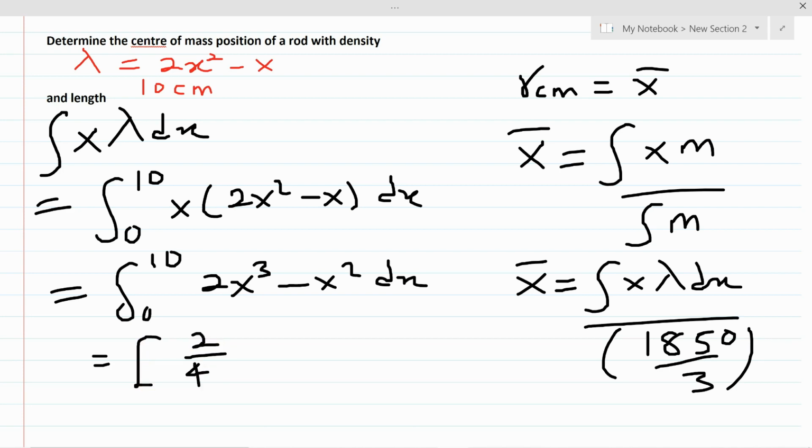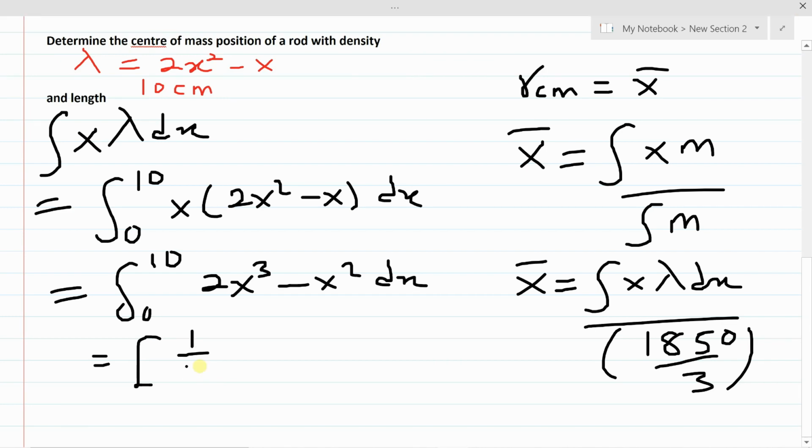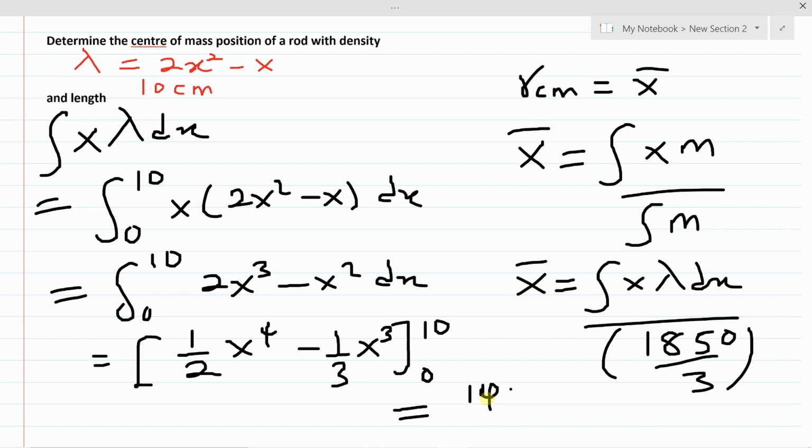So this will give us 2 over 4, which is 1 over 2. Let me write it. So 2 over 4 will be 1 over 2 s to the power 4 minus 1 over 3 s to the power 3, from 0 to 10. If I put 10 inside, I get 0.5, that is half, times 10 to the power 4 minus 1 over 3 times 10 cubed, using my calculator. This whole thing is equal to 14,000 over 3. I hope you understood it.